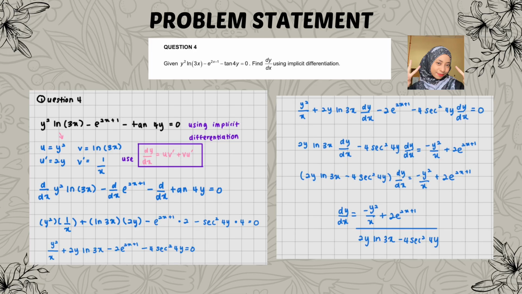Step number 5, solve for dy/dx. Finally, divide both sides. So the final answer is dy/dx equals negative y square over x plus 2e power of 2x plus y, over 2y ln 3x minus 4 secant square 4y.